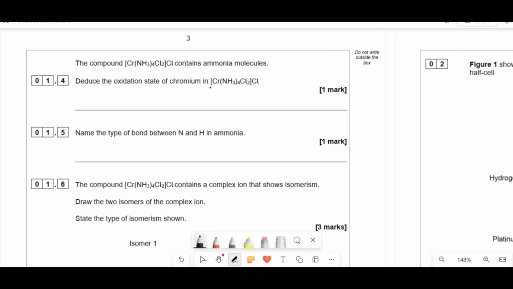Now it says, deduce the oxidation state of chromium in this whole thing. Now there's a reason why I just told you that, because the whole complex ion must have a charge of +1 overall, and the Cl is just going to be -1. So I don't even have to worry about that. I can just look at this.